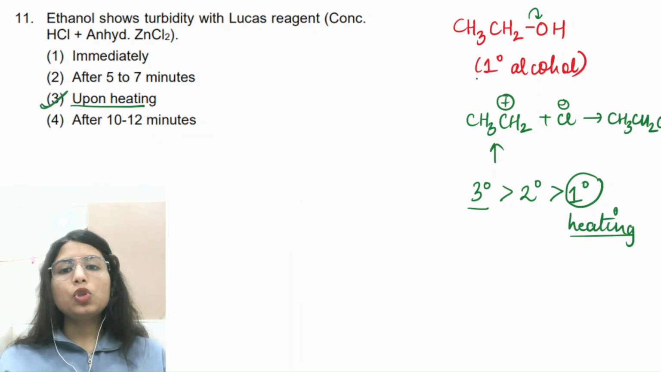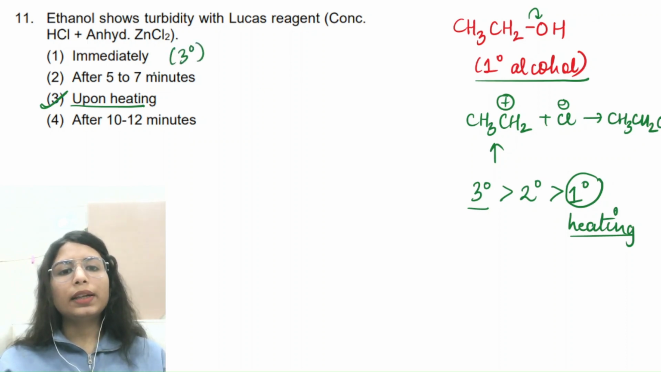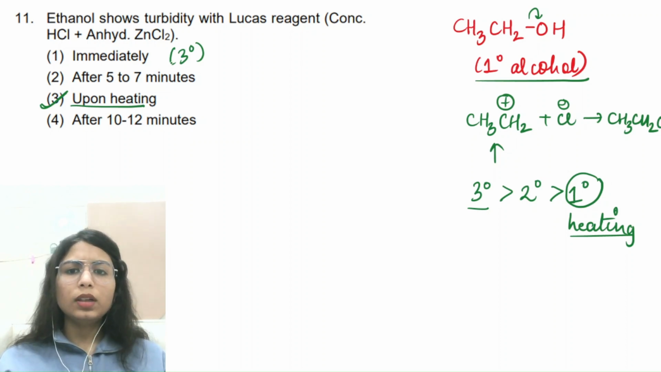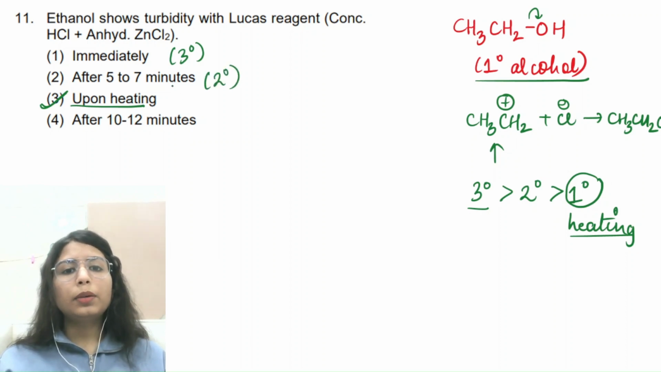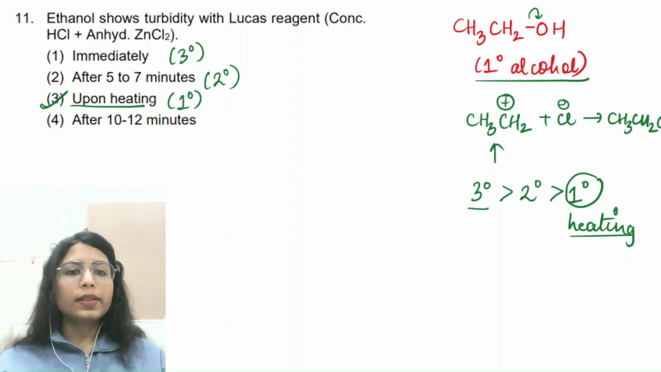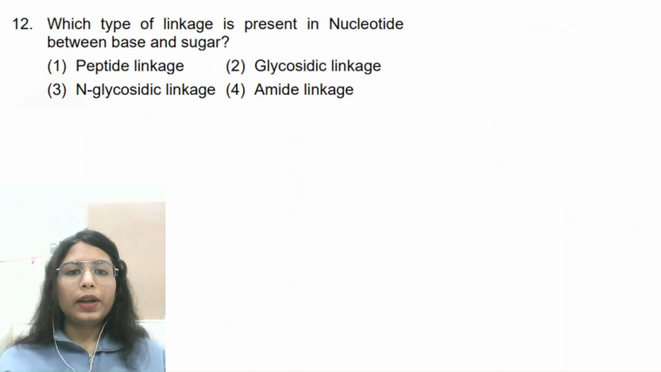So you just need to check what kind of alcohol it is. For 3 degree alcohols, the turbidity would be shown immediately. And if it is a 2 degree alcohol, then the turbidity appears after 5 to 7 minutes, and if it is 1 degree, then the turbidity is only shown upon heating. So the correct answer would be upon heating. Okay, so let's now move on to another question.